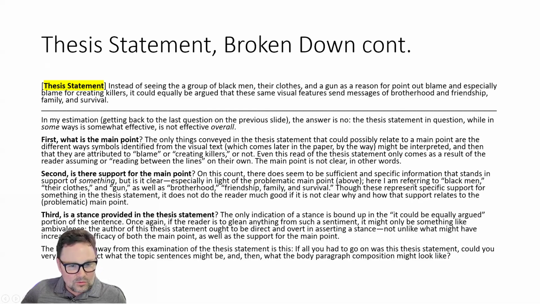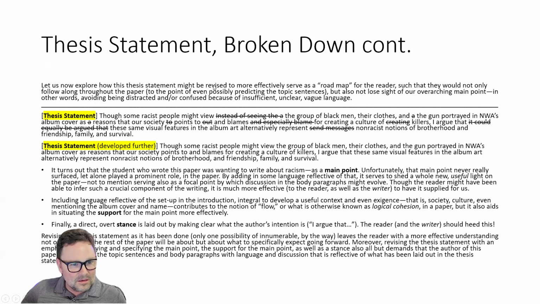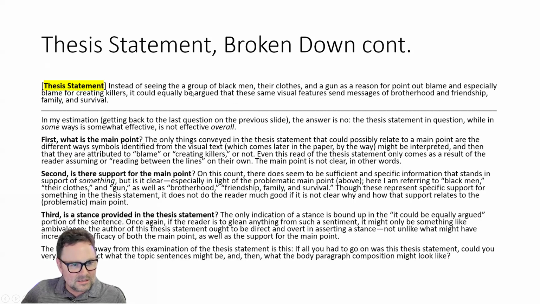So the different things that are listed in this thesis statement, seeing the group of black men, their clothes, and a gun as a reason to point out blame, especially for creating killers. These are all in support of something. The student identified some areas from the visual they included in their paper, that album cover, that they were going to write about. Getting back to this first part here, they didn't point that out. This is one of the reasons why this is a good example.